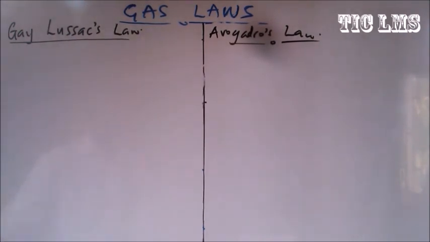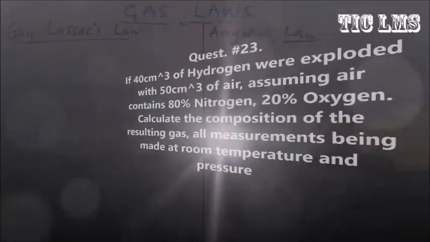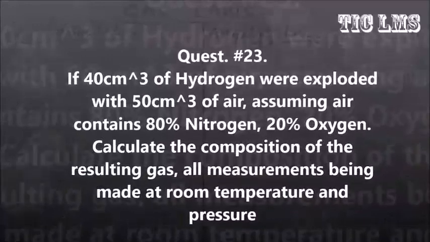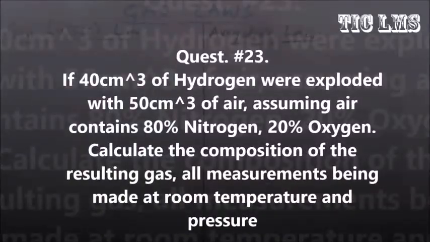Here's the next question, which says, if 40 cm cubed of hydrogen were exploded with 50 cm cubed of air, assuming air contains 80% nitrogen, 20% oxygen, calculate the composition of the resulting gas. All measurements being made at room temperature and pressure.